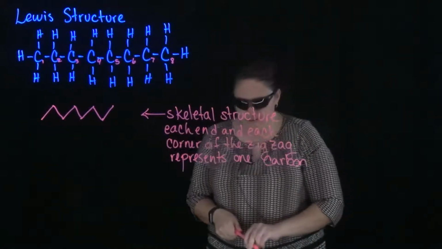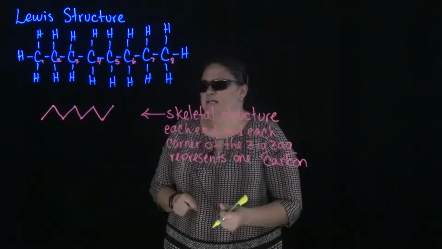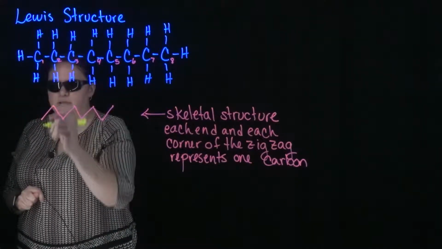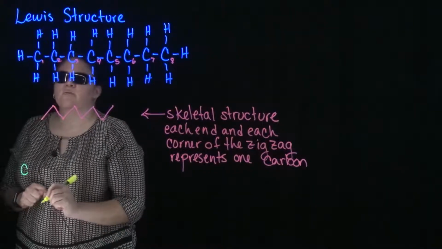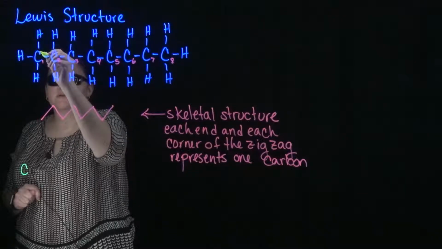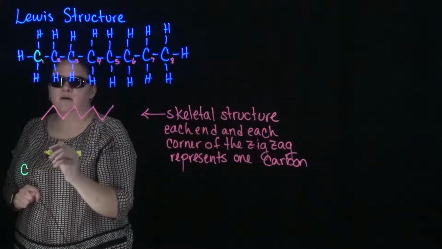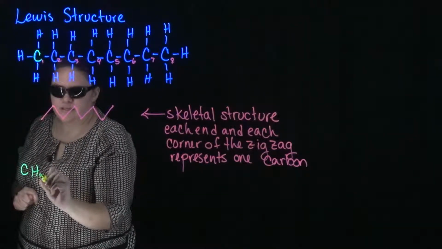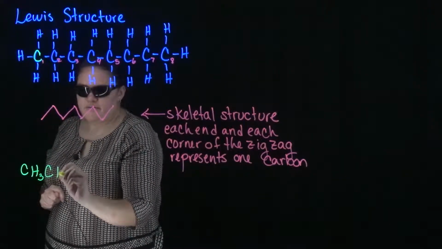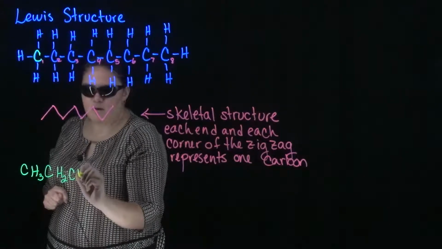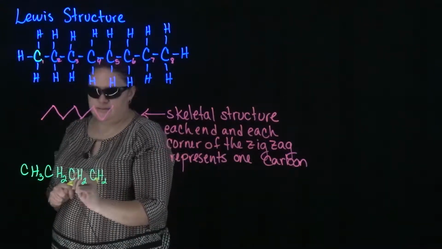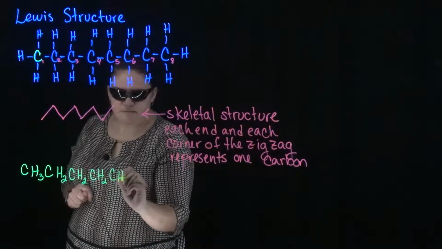We also have another representation called the condensed structure. And what we do is essentially wherever there's 1 carbon, we want to write the number of hydrogens that's connected to that 1 carbon. So if we're talking about this carbon here, then we have 3 hydrogens. At the second carbon, we have 2 hydrogens, and so on, until we have the complete 8 carbons.